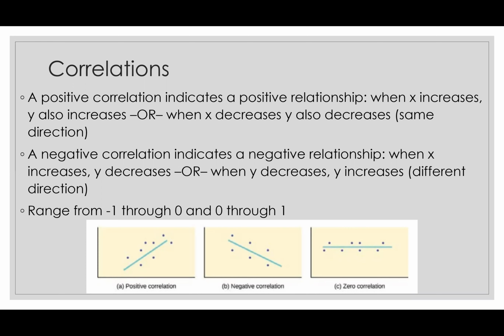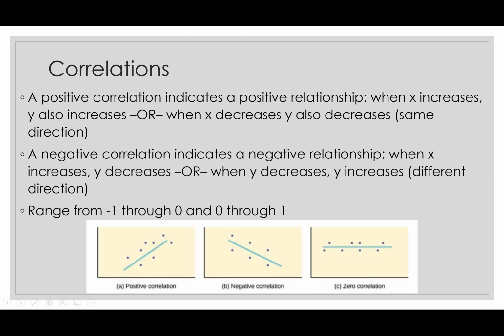The negative correlation is when one variable increases while the other decreases. I added this second image here because we didn't have an image on the last slide to depict a negative correlation. So that's the one in the middle. You can see the x variable is very high, and as the x variable increases, the y variable decreases.